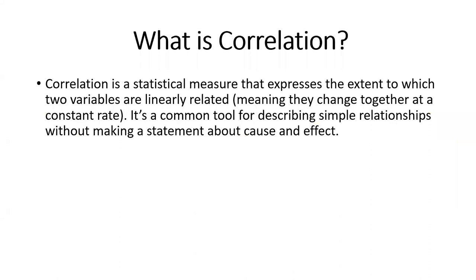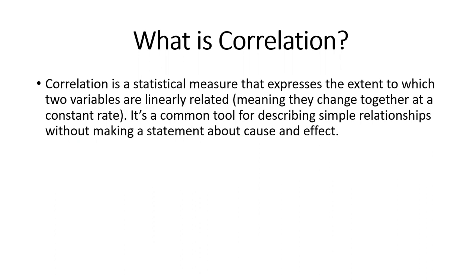Correlation simply means the study of an association between variables, where we see how much the variables are interrelated. Correlation is a statistical measure that expresses the extent to which two variables are linearly related, measuring their change together at a constant rate. It checks whether any sort of relation exists between the two variables, and whether this relation is linear. It's a common tool for describing simple relationships without making statements about cause and effect.